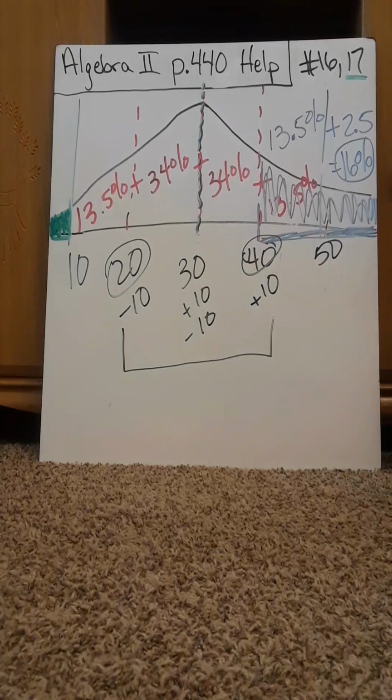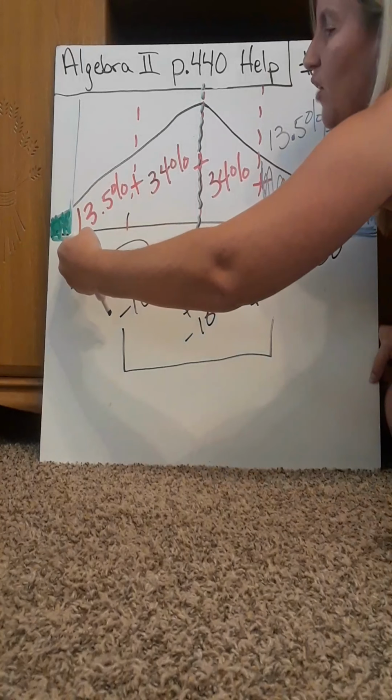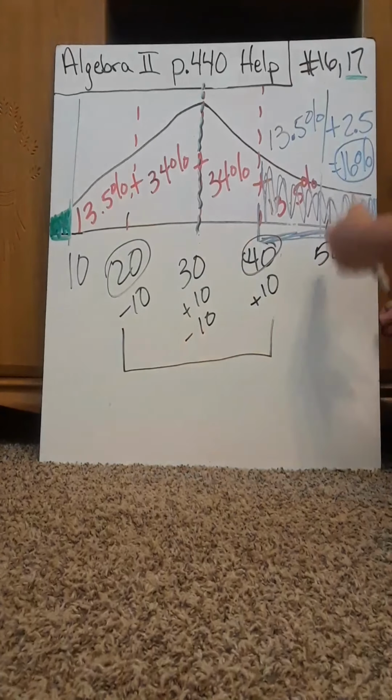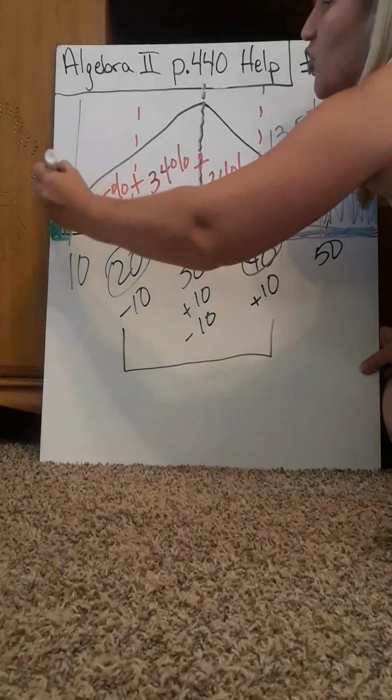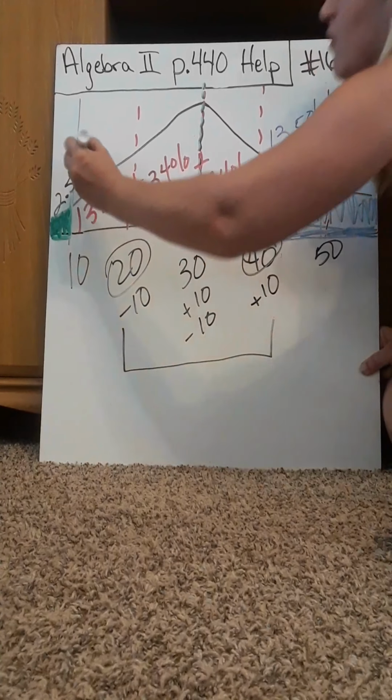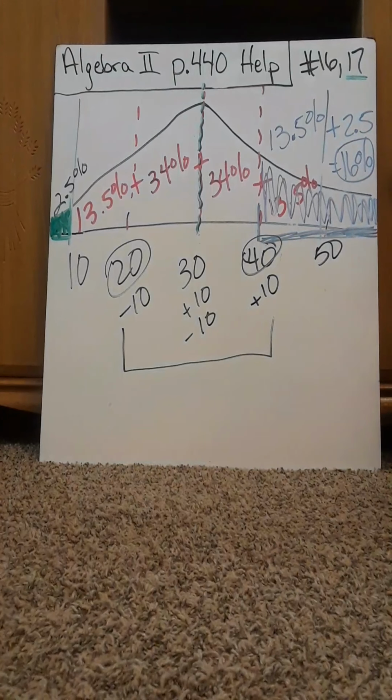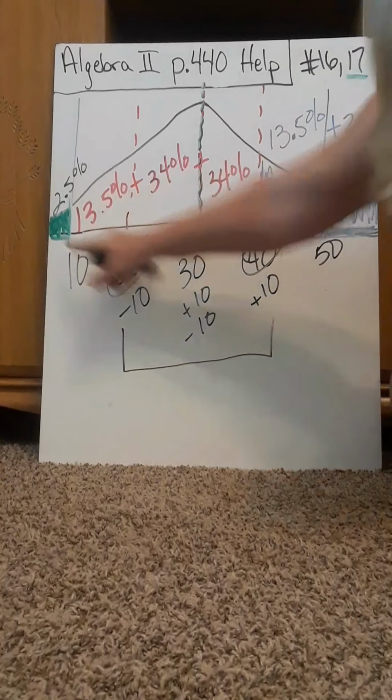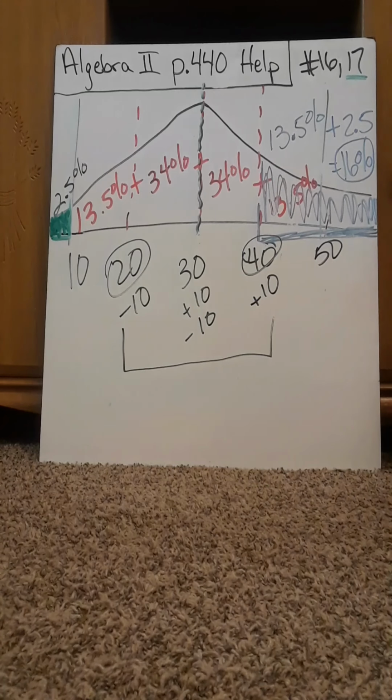That's part A. Part B says, how much time spent on homework would you expect from the 2.5% of the students with the least time spent on homework? Well, if you remember the problem that we just did, we know now that everything beyond 2 standard deviations below and everything beyond 2 standard deviations above is 2.5% of your data on each side.